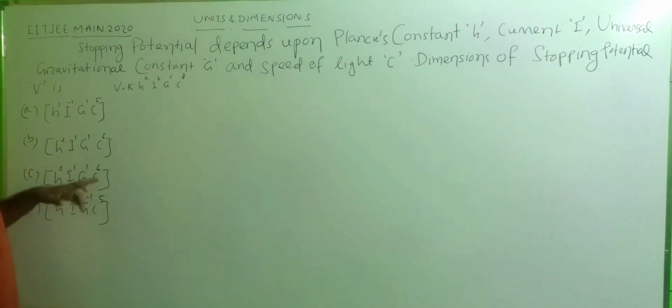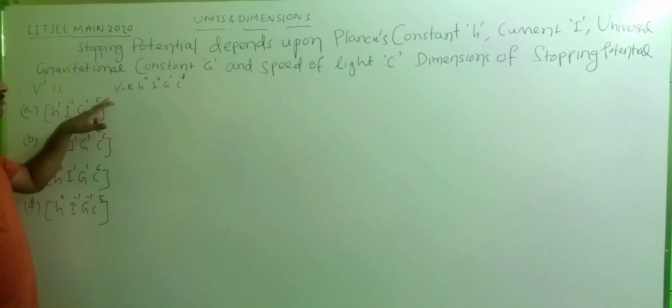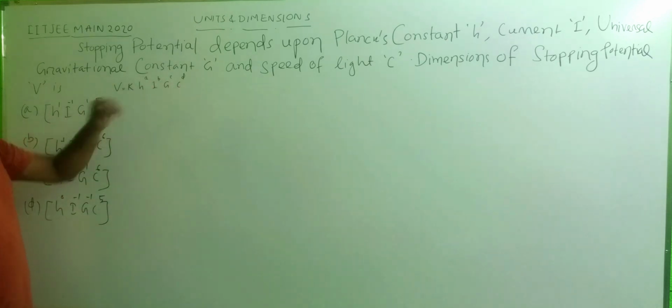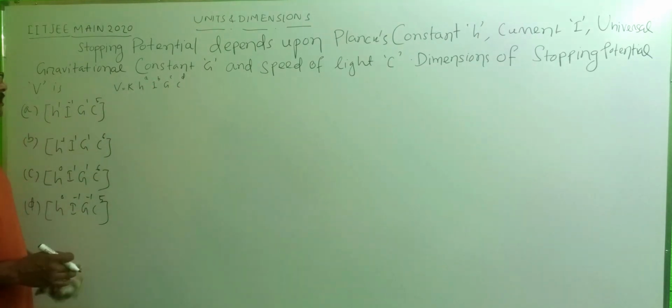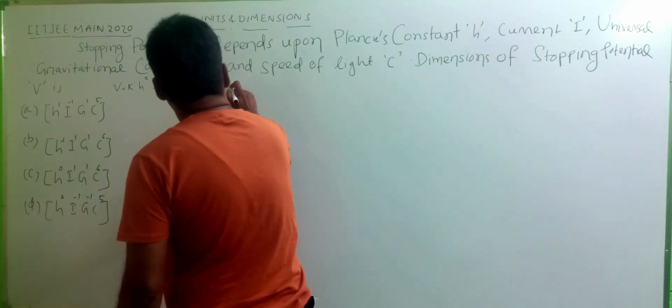But first of all, this question is asked from dimensional analysis, and the first thing we have to do is find out the dimensional formula for each of these 5 physical quantities, students, so that we can find out the values of a, b, c, d. So, students, what is the dimensional formula of V?